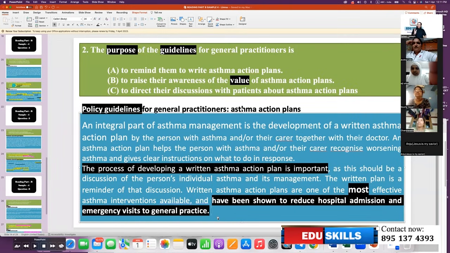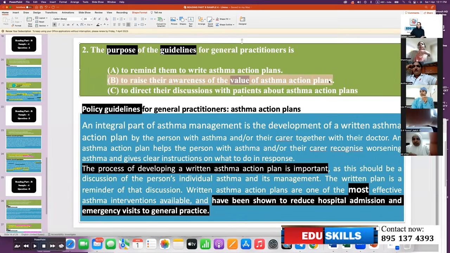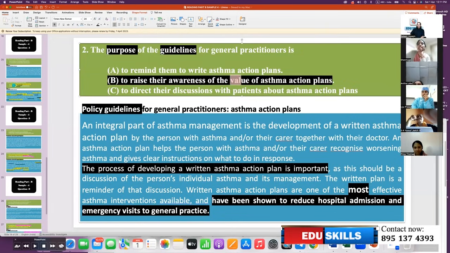What is the motto, or what is the purpose of creating awareness among the patients or among the people? For example, about corona, about cancer, about AIDS. Why do you conduct awareness programs? So that you reduce hospital admission and emergency visits to general practice. To prevent, so they don't get it. It's prevention. Awareness is prevention. As clear as that, you can understand what the answer is. B is the answer, and value is there, and to raise their awareness.